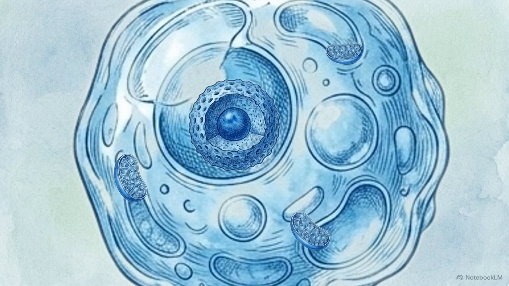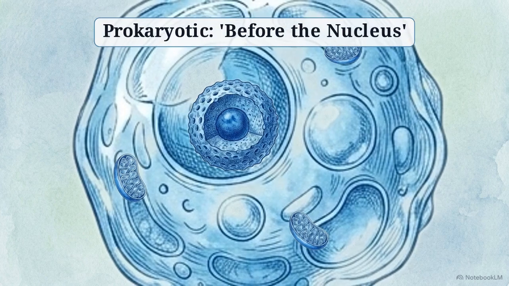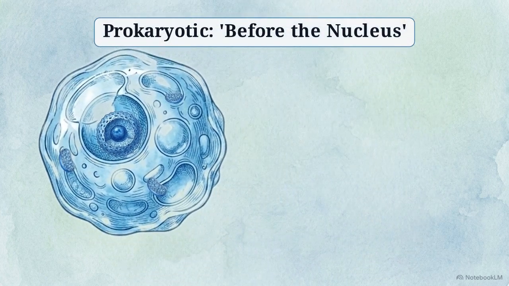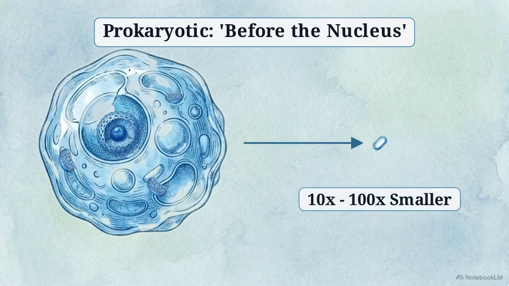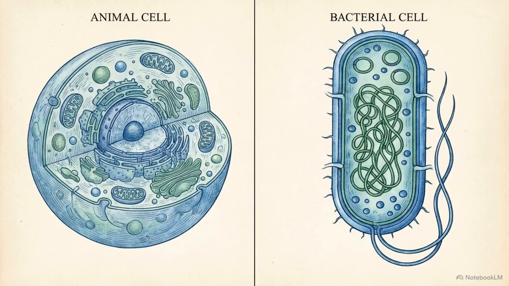The eukaryotic cell is often viewed as the biological baseline, featuring a highly compartmentalized interior with distinct physical structures. Prokaryotic means before the nucleus, representing an older lineage. Next to a eukaryotic baseline, an average bacterial cell is 10 to 100 times smaller. This physical size disparity points to an internal architecture built on a separate set of rules.